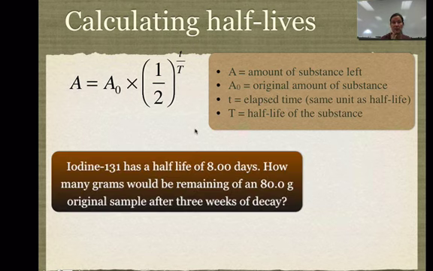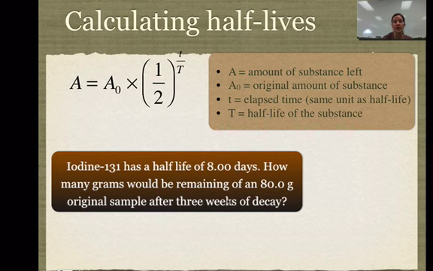So here's an example problem. Iodine-131 has a half-life of 8 days. How many grams would be remaining of an 80-gram original sample after 3 weeks? So our original amount is this 80 grams. We're looking for how much will be remaining, so we're looking for A. Your half-life given to you is 8 days, and your amount of time elapsed has been 3 weeks.